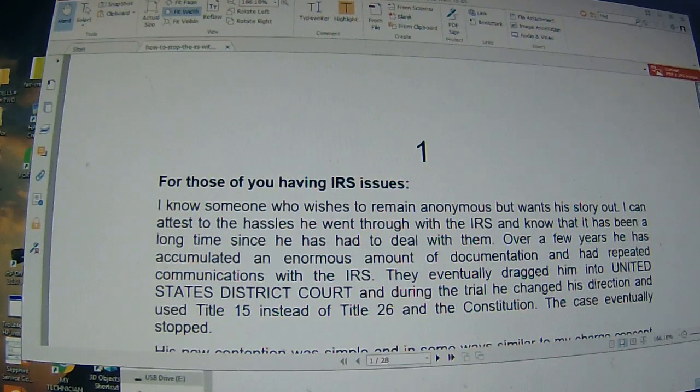It states here, for those of you who have I.R.S. issues, I know someone who wishes to remain anonymous but wants his story out. I can attest to the hassles he went through with the I.R.S. and know that it has been a long time since he has had to deal with them. Over a few years, he accumulated an enormous amount of documentation and had repeated communication with the Internal Revenue Service. They eventually dragged him into the United States District Court, and during the trial, he changed his direction and used Title 15 instead of Title 26 in the Constitution. The case eventually stopped.